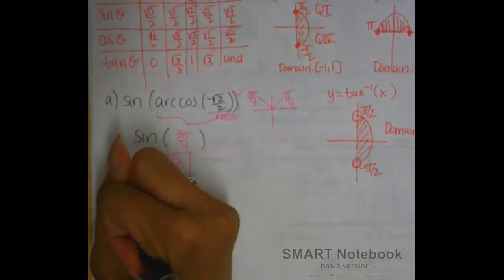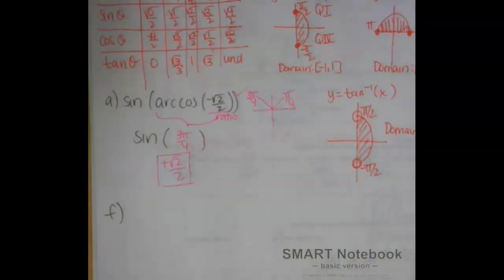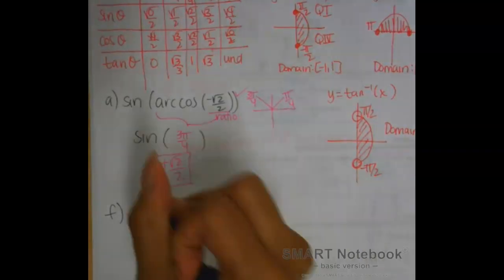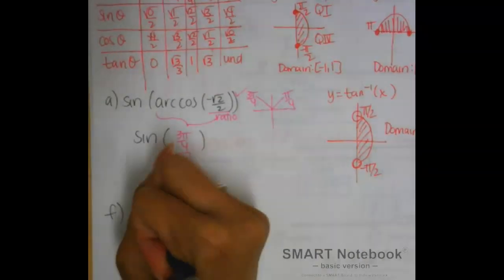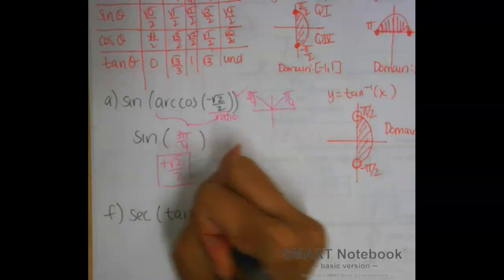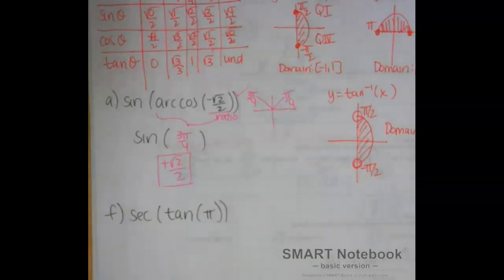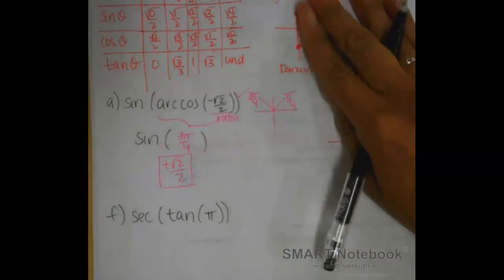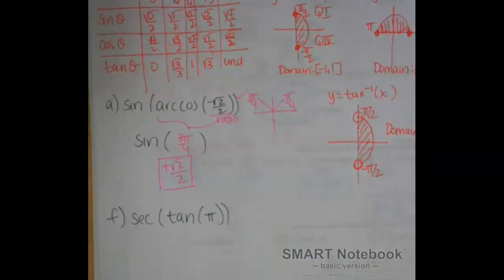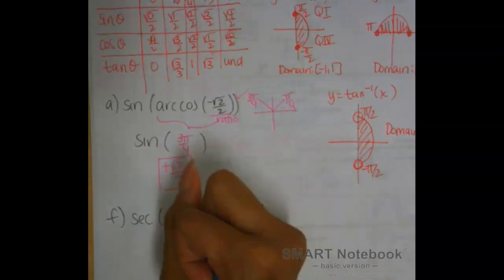All right, let's look at one more. After letter F, guys, you are going to try G and H. So for letter F, let's do secant of tangent of pi. Secant and tangent, do either of these have an inverse? No, none of these have an inverse. So I don't need to worry about all of the stuff we wrote over here to the side. Just like we did before, we're going to work from the inside out.